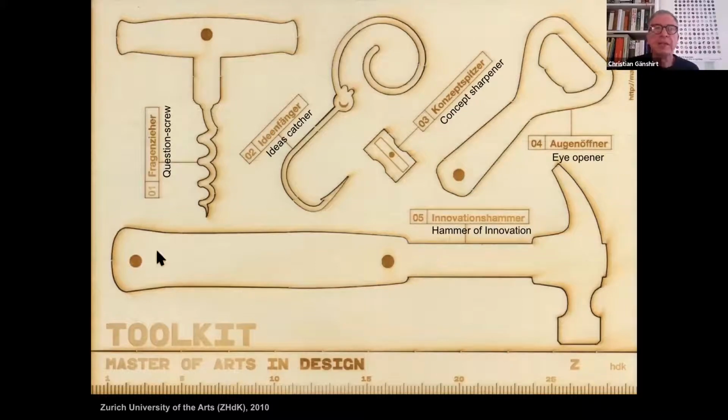So for them, the design process starts with an interesting question. Then you catch some ideas, you sharpen them with your concept sharpener. You need an eye opener to really see what you're doing. And in the end, you have the hammer of innovation to make it a great idea.